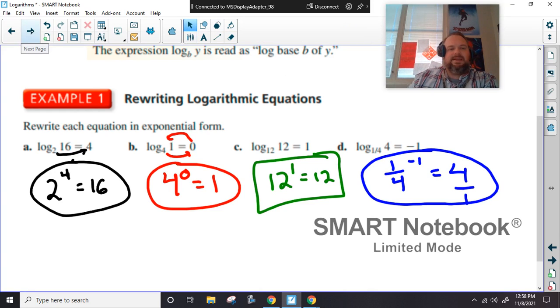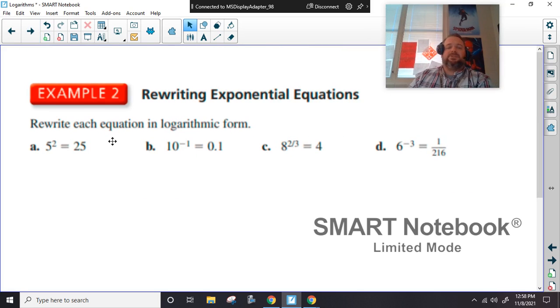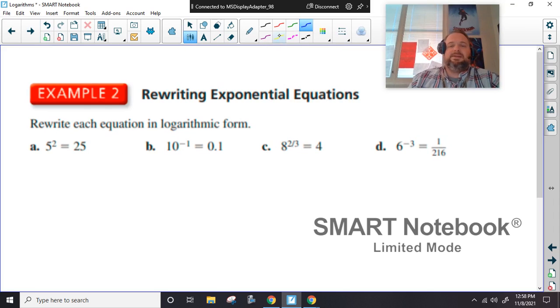All right. Now, example 2. Now we're going the opposite way. Okay. So we have to have a log. So we write log. All right. We're going to take this 5 and write it itty bitty down here. So now it's log base 5. Okay. This 25 now goes right here beside it, equals 2.